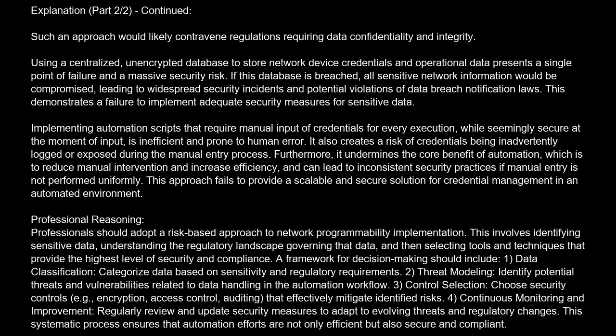2. Threat modeling. Identify potential threats and vulnerabilities related to data handling in the automation workflow. 3. Control selection. Choose security controls, e.g., encryption, access control, auditing, that effectively mitigate identified risks. 4. Continuous monitoring and improvement. Regularly review and update security measures to adapt to evolving threats and regulatory changes. This systematic process ensures that automation efforts are not only efficient but also secure and compliant.